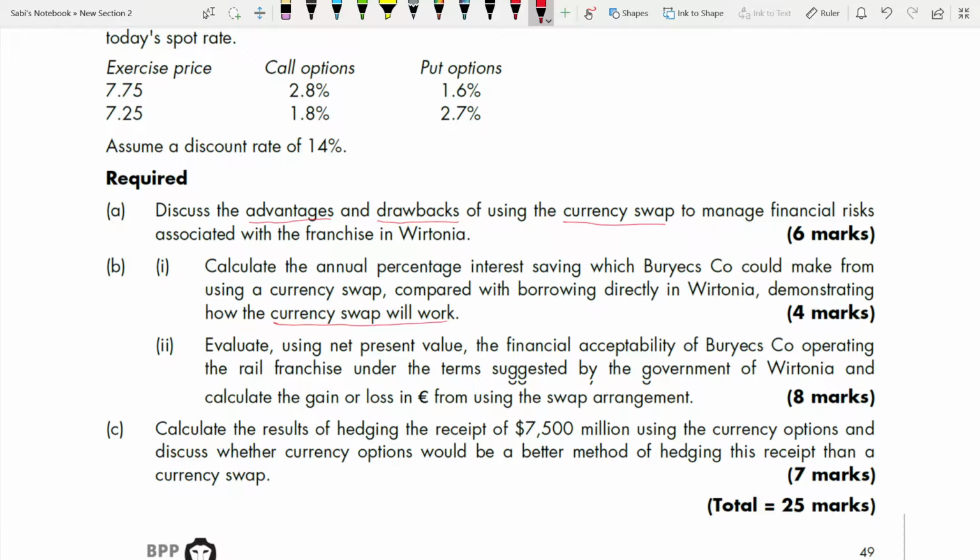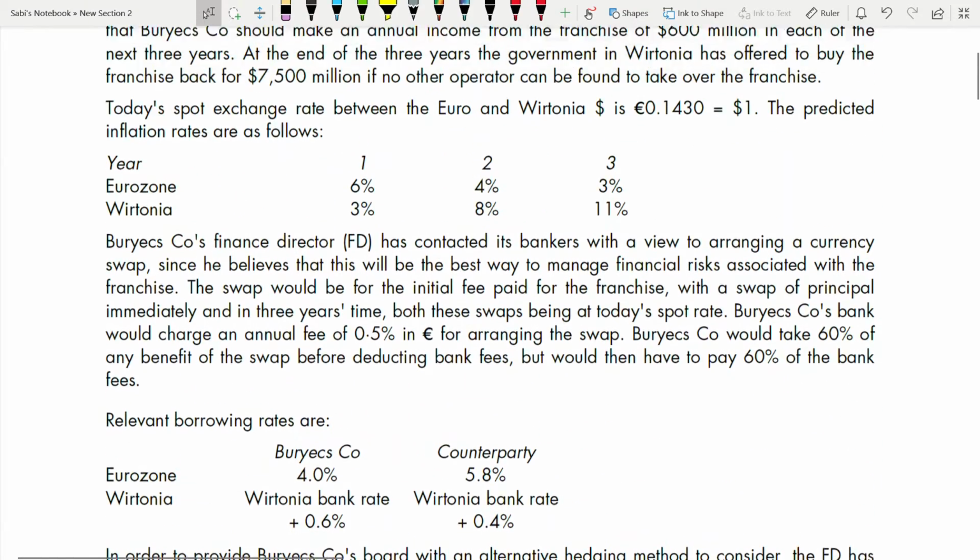Next, evaluate using net present value the financial acceptability of the company operating the rail franchise under the terms suggested by the government of Vertonia, and calculate gain or loss in euros from using the swap agreement. First, you have to find the net present value, then we have to find the gain or loss in euro from using the swap. C: Calculate the results of hedging the receipt of 7,500 million using the currency options and discuss whether the currency options will be a better method of hedging this receipt than a currency swap. So basically you have to compare currency swap and currency options and hedge this receipt, right? Now let's go through the case study.